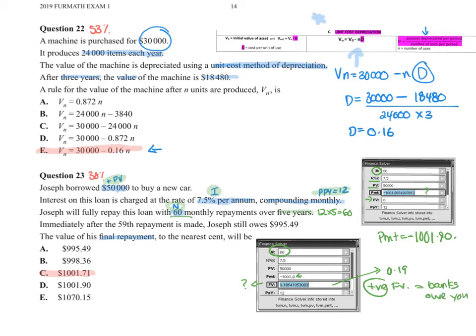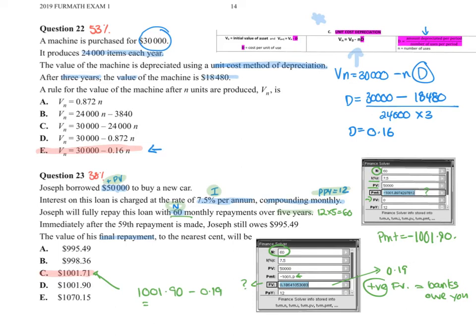So his last payment doesn't need to be this full 1,001.90. Well, the bank owes him 19 cents. So I'll minus that 19 cents from the last payment, and that's how we get this answer here. If it was negative, you'd have to add it to the payment. So just be careful with that.